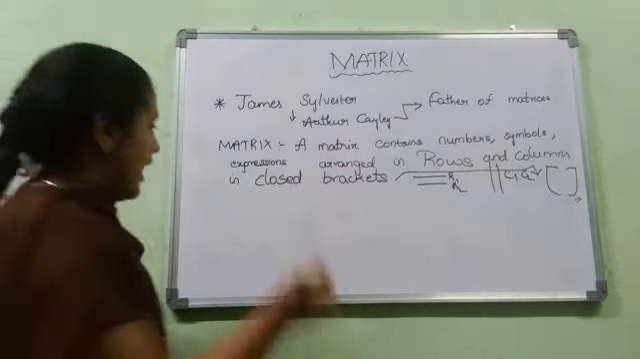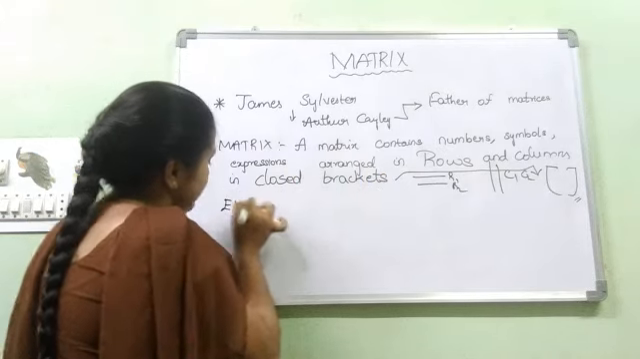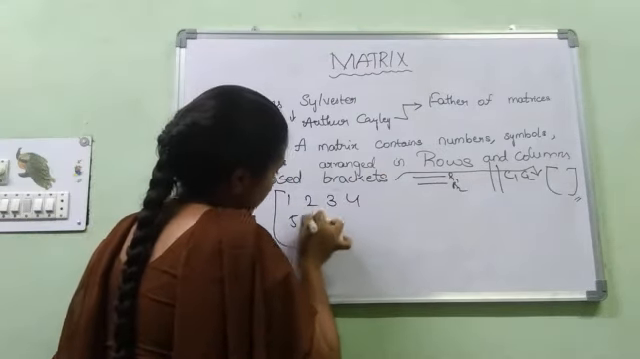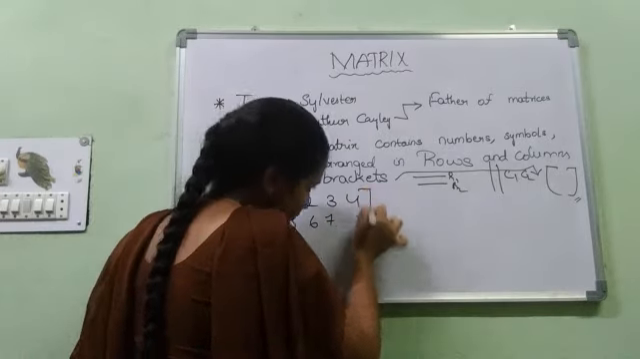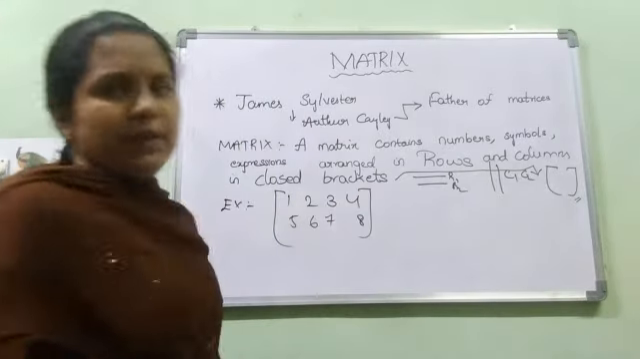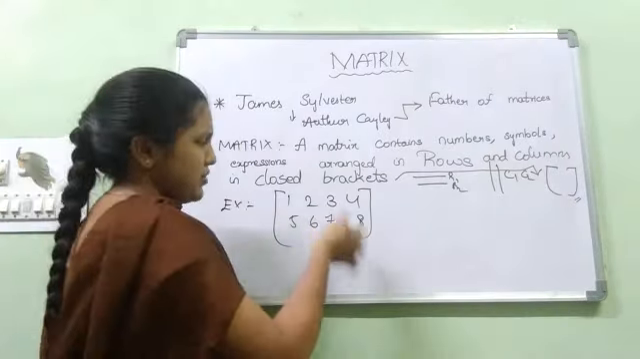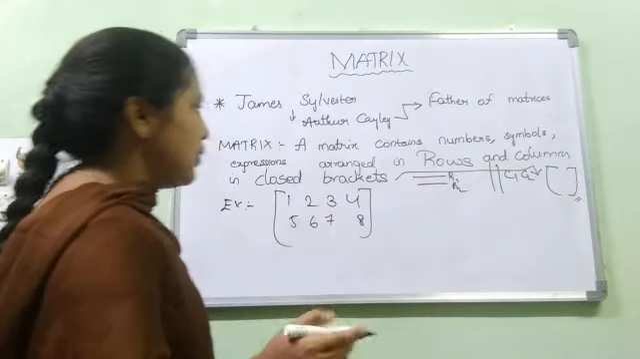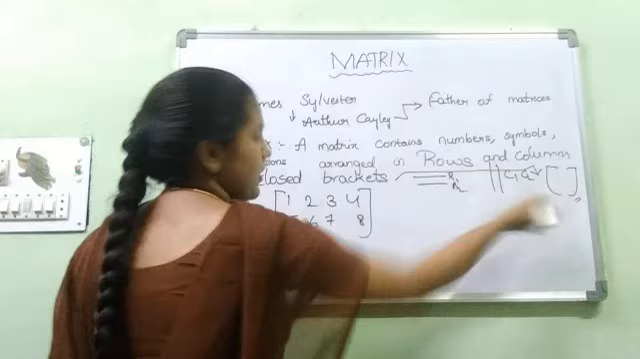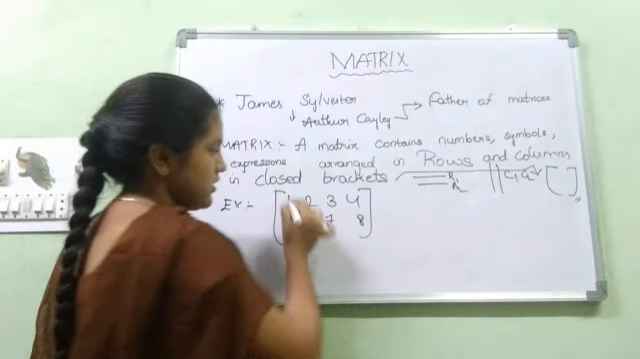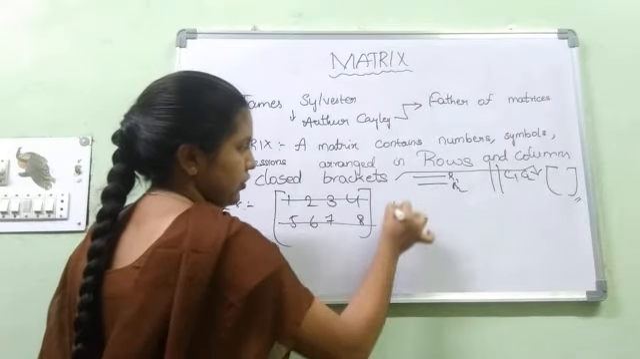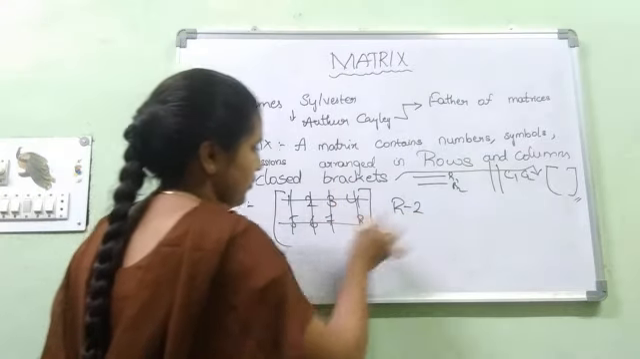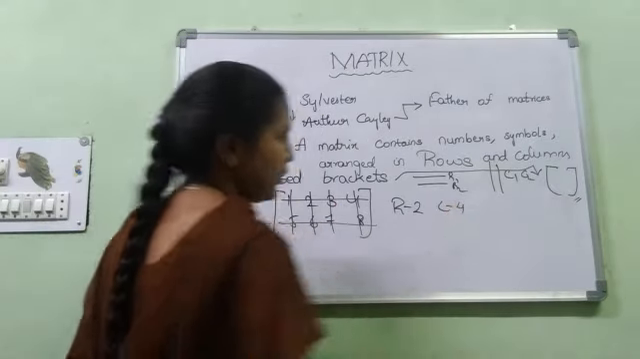I'll give you one of the best examples. For example, 1, 2, 3, 4, 5, 6, 7, 8. Some people will mention commas and full stops in this matrix, but you should not mention those things. Now how many rows do you have in this? Rows are 2. Columns are 1, 2, 3, 4. So now you know about columns.